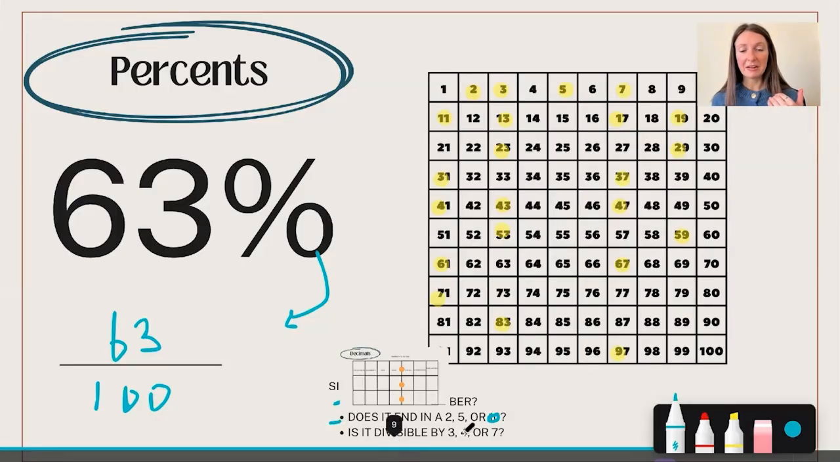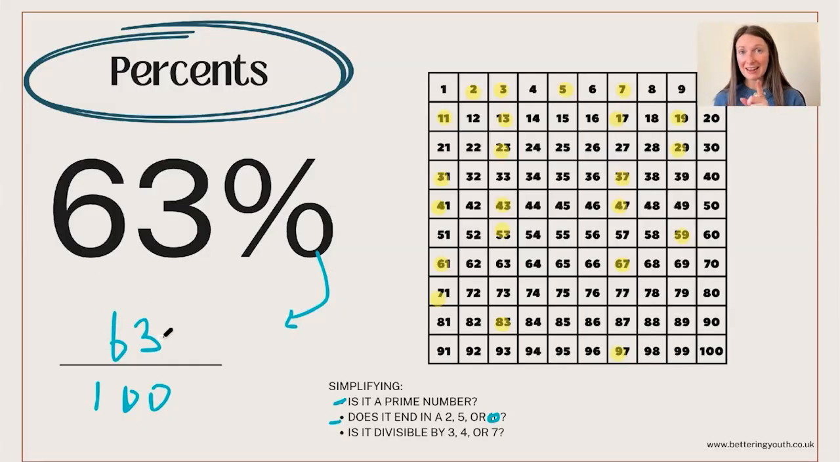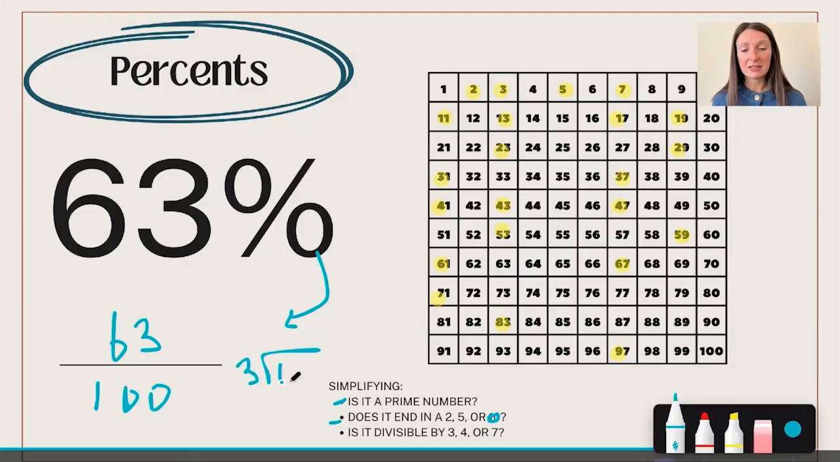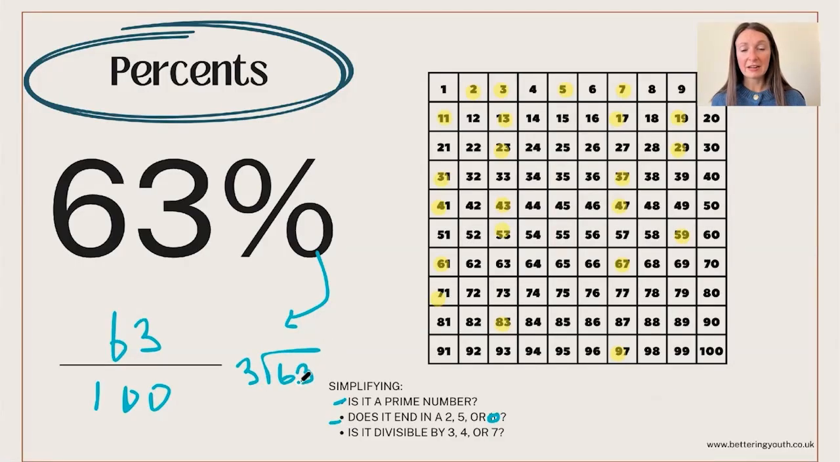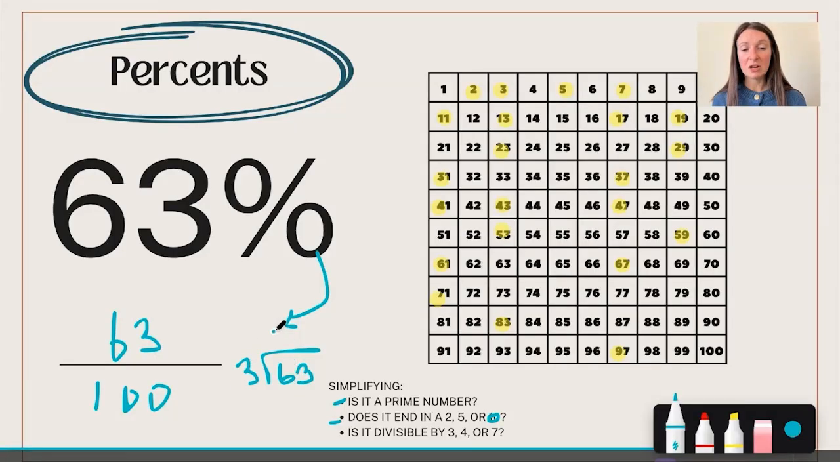Is it divisible by 3? Well, it ends in a 3, and 6 plus 3 give me 9, and 9 is a multiple of 3, which means it's in the 3 times table. So it's a very likely chance that it is divisible by 3. So what we can do again is short division, just to double check. So 3 can fit into 6 twice, and 3 can fit into 3 one time. So is it divisible by 3? Yes, but 100 is not. So we can't use that as an option.